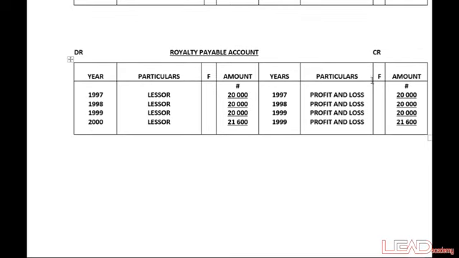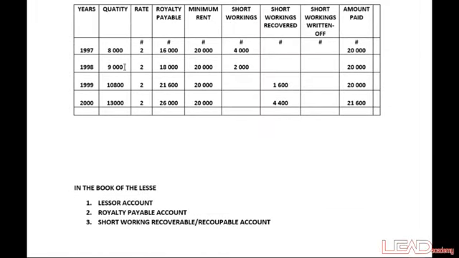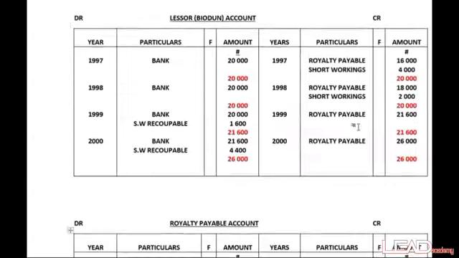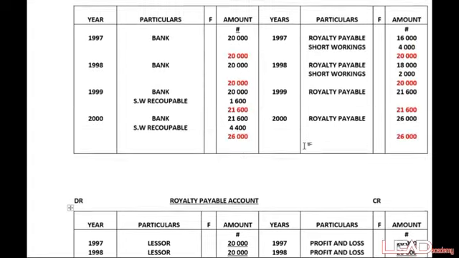at this result. In 1997, he was paid 20,000. In our schedule, in 1997, he was paid 20,000. In 1998, the same amount. 1999, the same amount. In year 2000, it changed to 21,600. This is how your royalty payable account is.